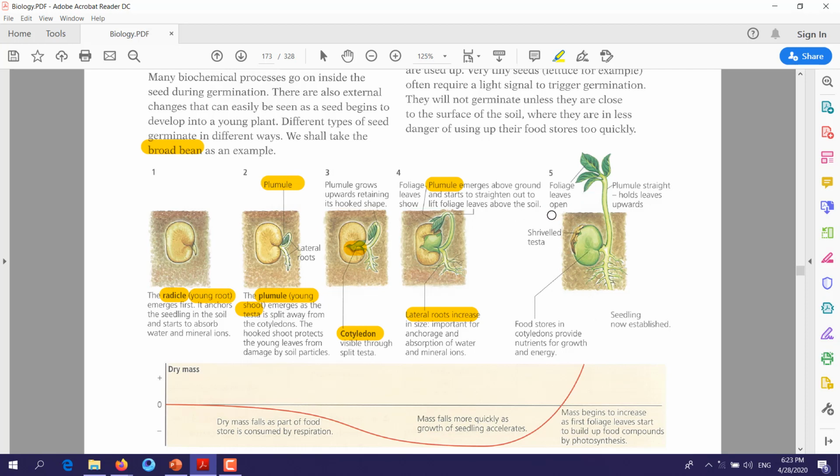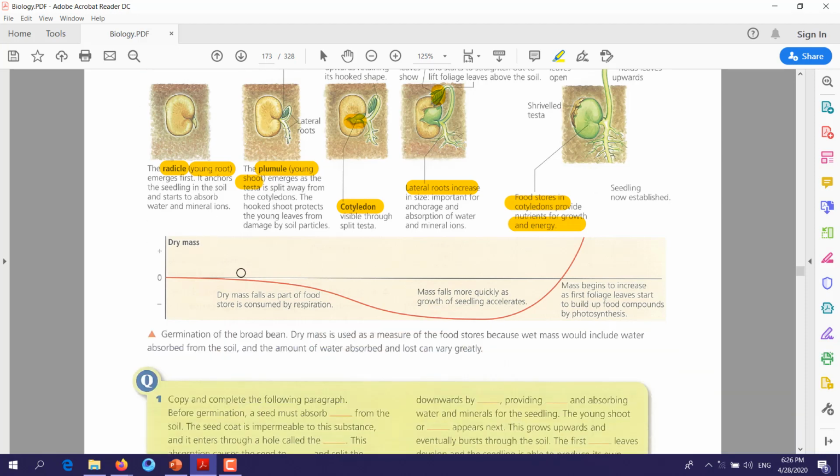Last thing, at the end, foliage: the leaves open. This part we call foliage. Now the leaves are open, the plumule is straight, and food stored in the cotyledon provides nutrients for growth and energy. So here now, as you can see, the testa or the coat has all split and broken down. Now what's left? A small plant, getting food from the cotyledon. So these are the steps of growth of seeds.